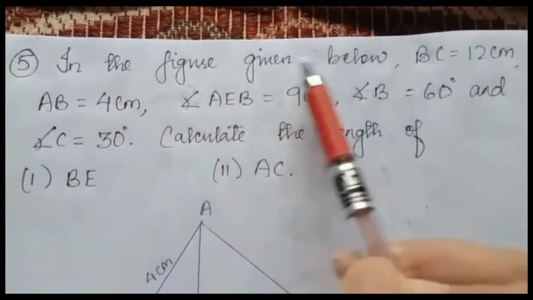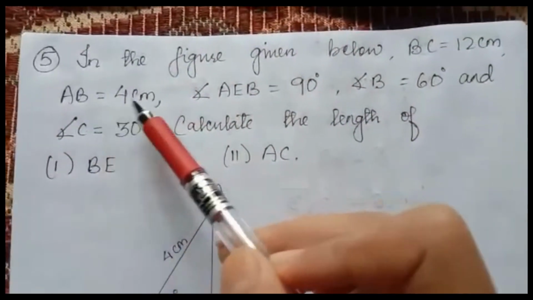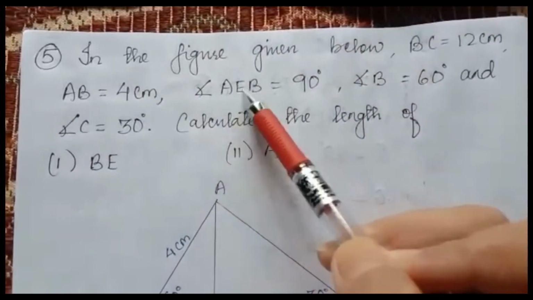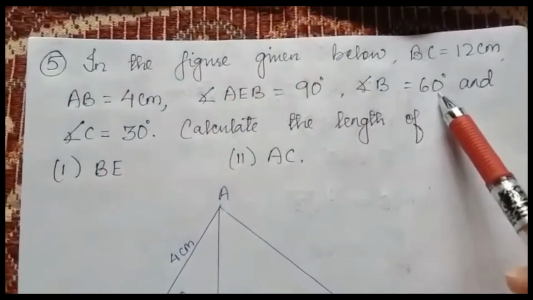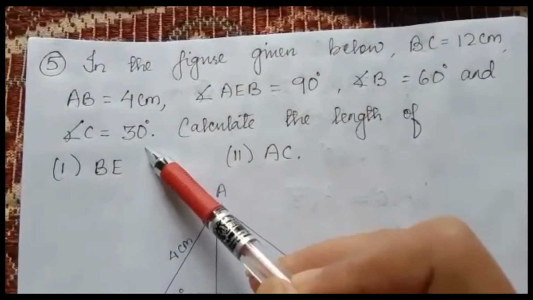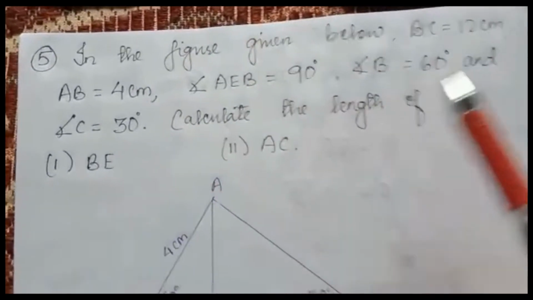In the figure given below, BC is 12 centimeter, AB is 4 centimeter, angle AEB is 90 degree, angle B is 60 degree and angle C is 30 degree. Calculate the length of BC, BE and AC.